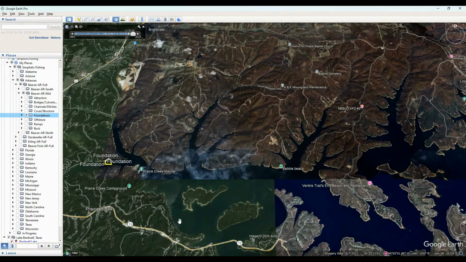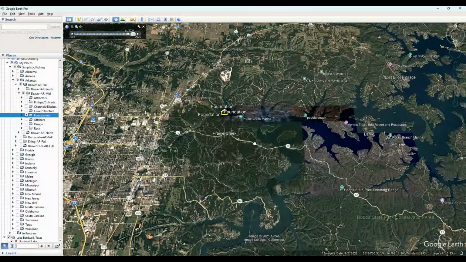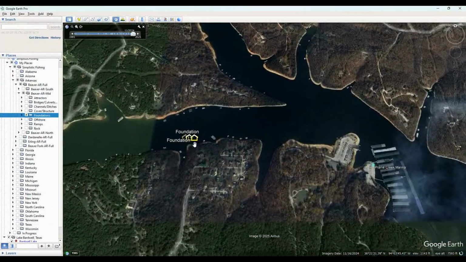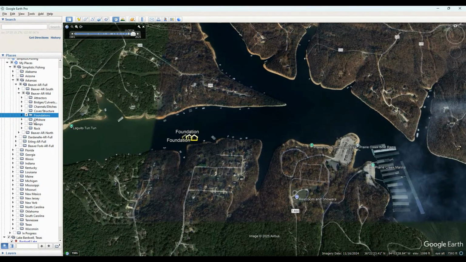Then we're going to move over. We're going to talk about foundations. Not too many on the midsection. There's a couple back in here you can see, but again, key areas to find fish. Those can be really sneaky and really awesome areas to find fish.